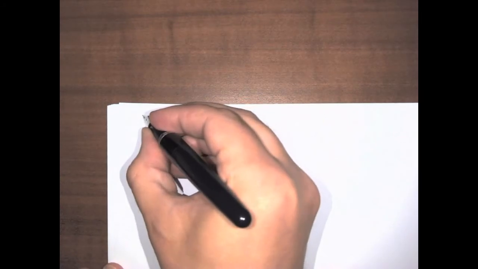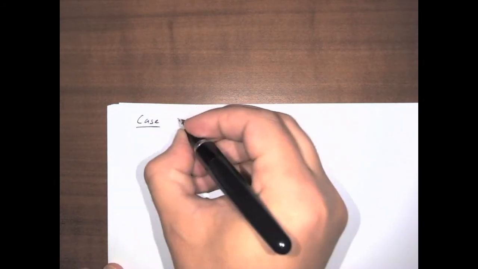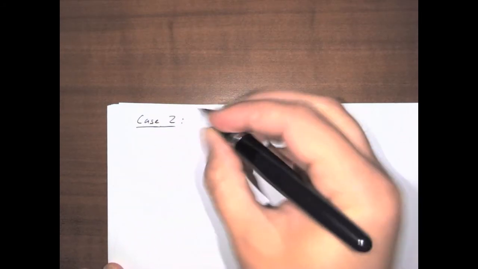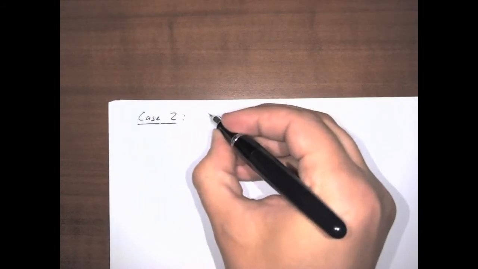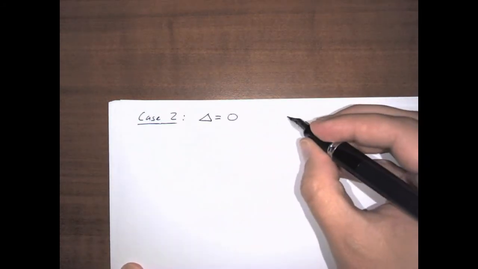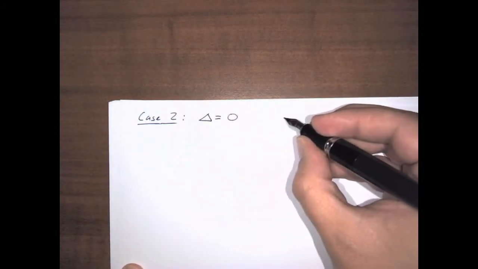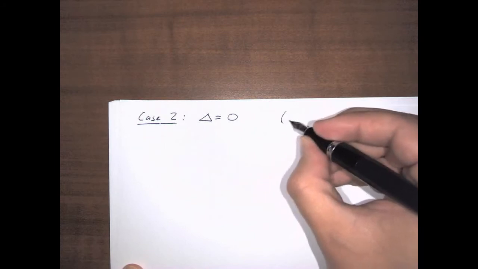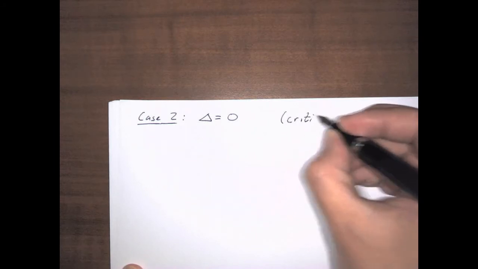Alright. Now, let's take as a second case the case where we end up with delta exactly equaling 0. So case 2. This is the discriminant equals 0, and this is an example of what's called a critically damped system.